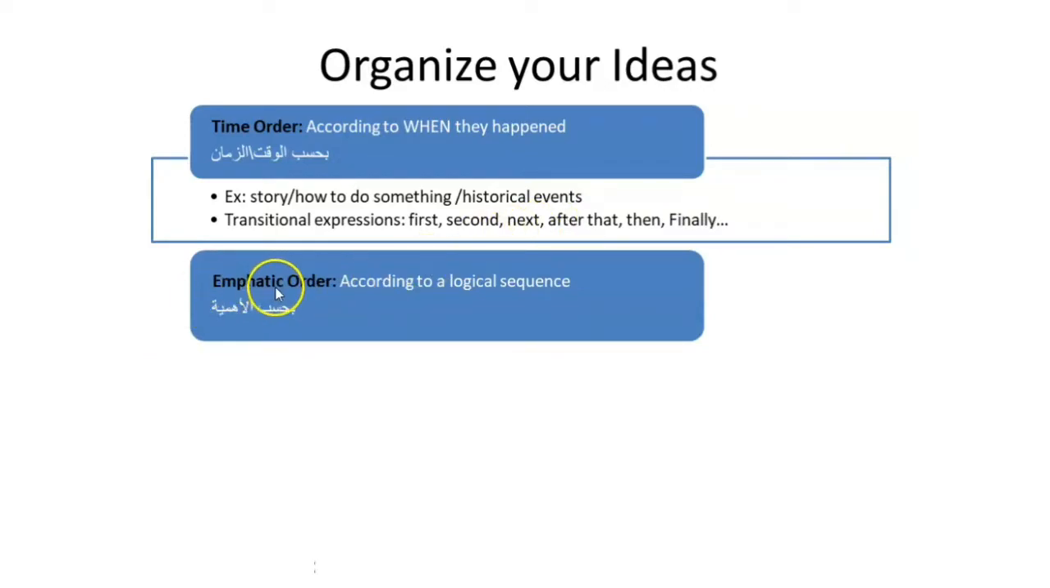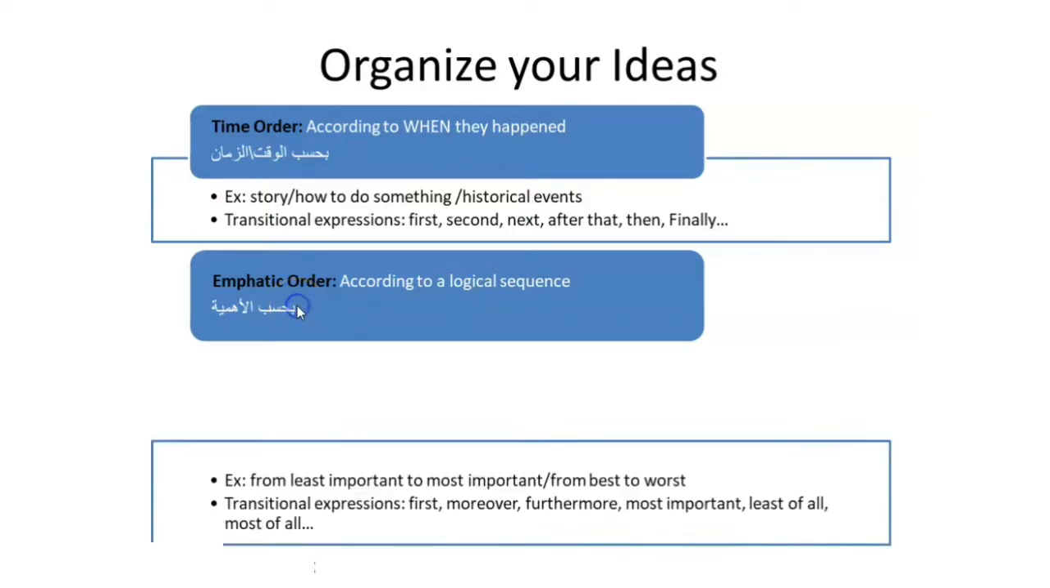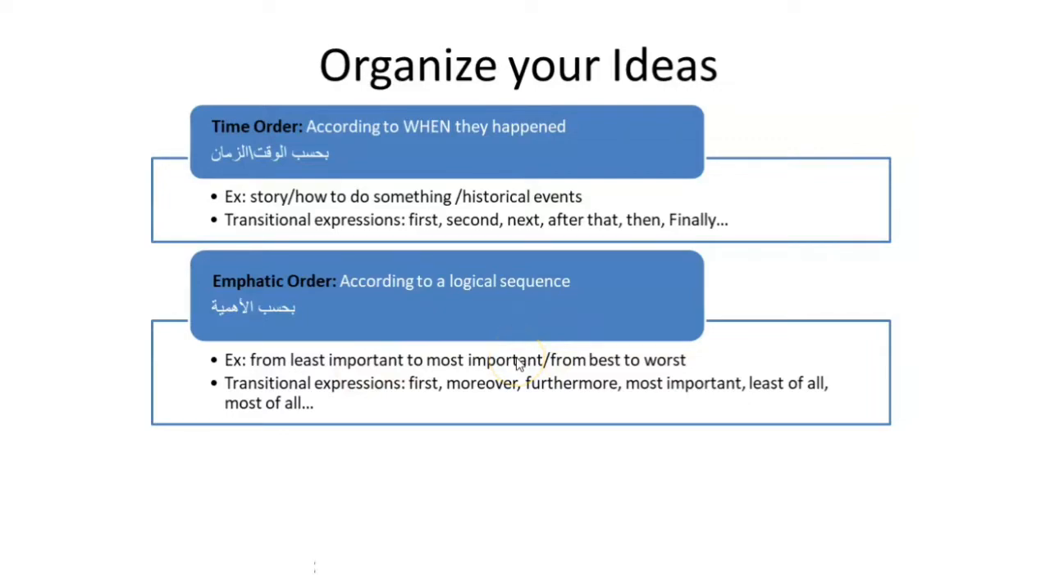Another method is the emphatic order. What do I mean by emphatic order? This means you arrange details from the least important to the most important, or from best to worst. بدنا نحط أو نكتب تسلسل أفكارنا من الأقل أهمية للأهم، أو من الأفضل للأسوأ، وفينا كمان بالعكس. Transitional expressions that we can use هني first, moreover, and furthermore يلي معناتهم in addition, most important, least of all, and most of all. هيدول هن expressions we use to connect my sentences or my details. هن كلمات بنستعملهم تنوصل الجمل ببعضها.